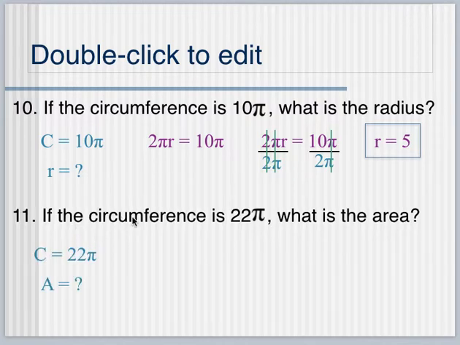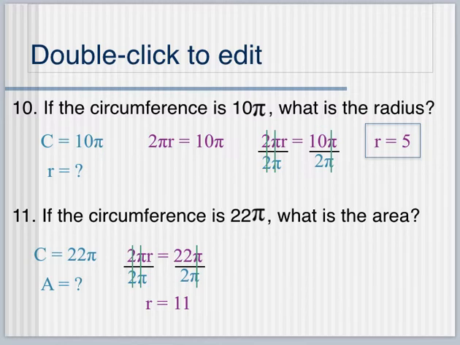Number 11, when you summarize it, they're telling you the circumference is 22 pi. They're asking this time for the area, so I'd summarize that question on the side as well. Go ahead and solve 11. Pause the video until you're done. When you solve number 11, when you get r by itself, you'll find that r, the radius, is 11. Number 11's answer is 11.